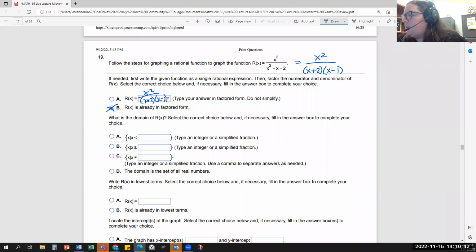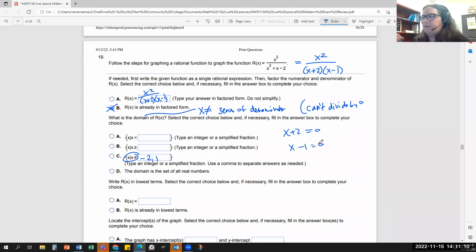And then it asks about the domain. So the domain is going to be x not equal to the zeros of the denominator, because we can't divide by 0. So we want the x not equal to form, and we're just going to put in the -2 and the +1. You may need to set those factors equal to 0, to see what's going to make each of those factors 0.